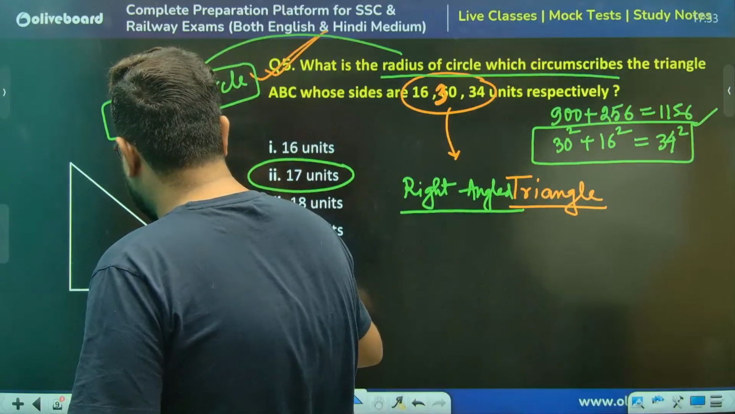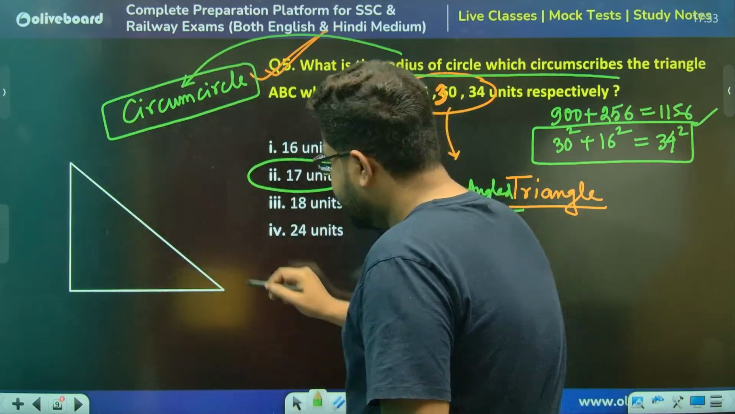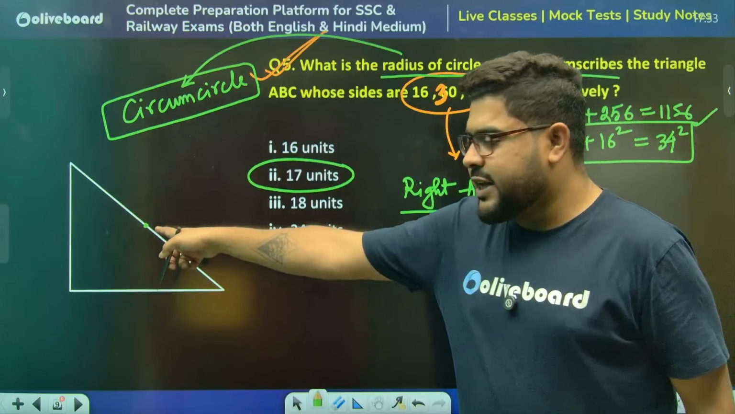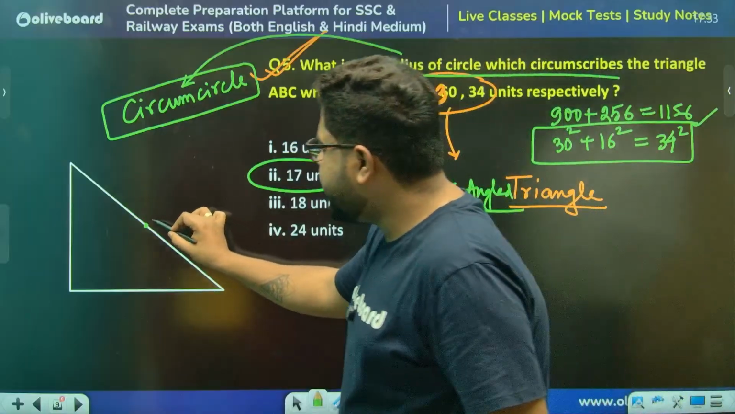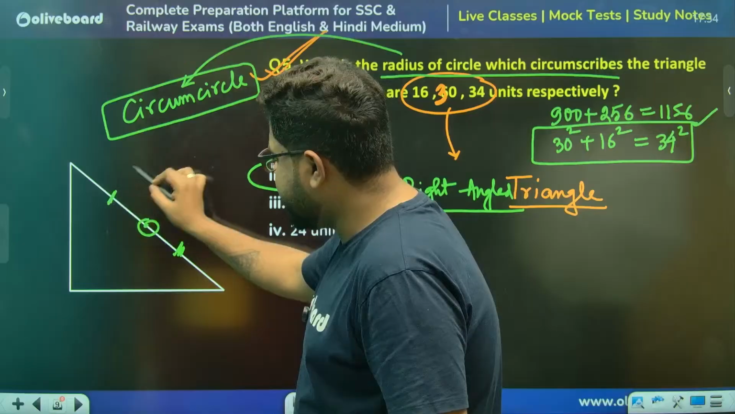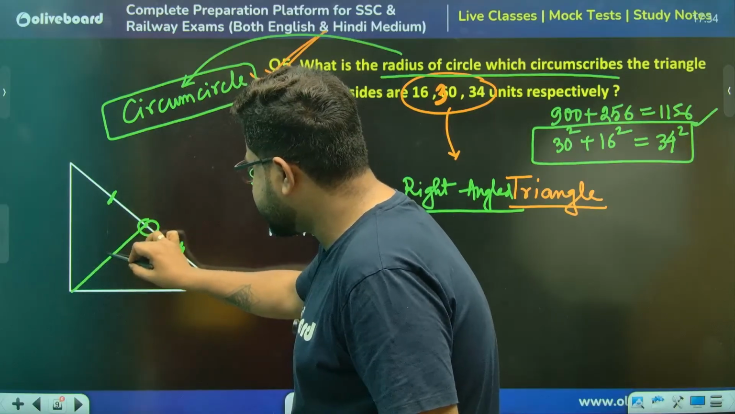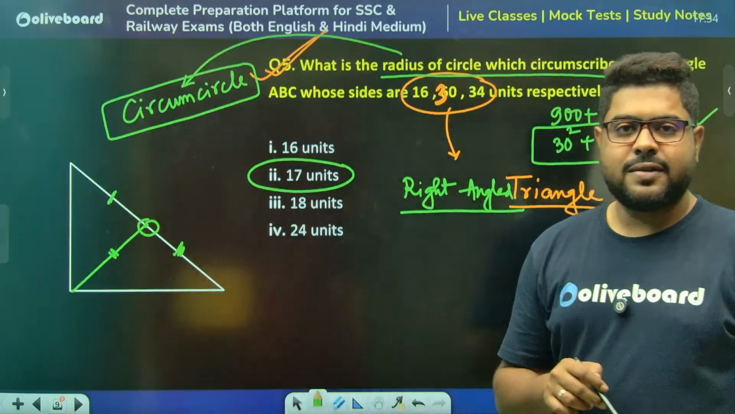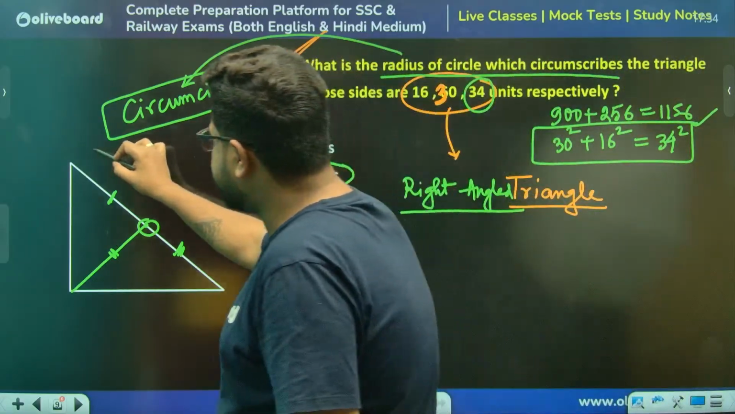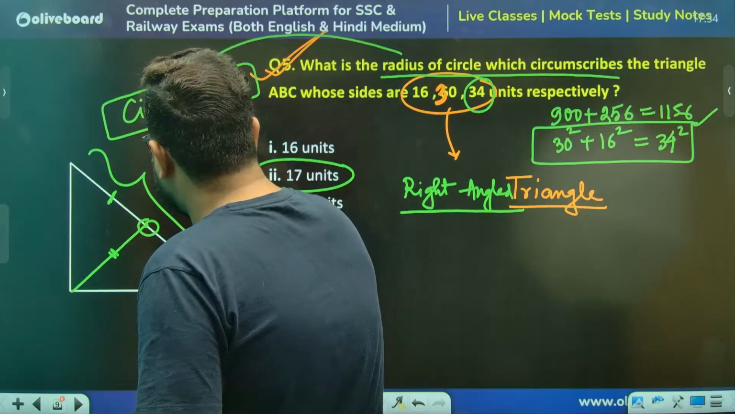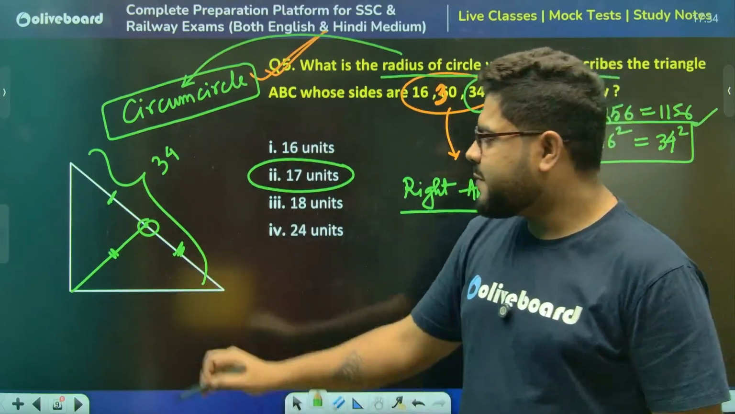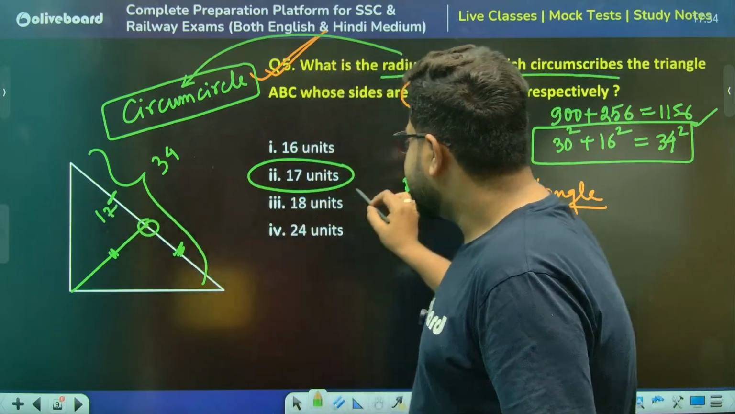Okay, sir, if you draw something like this, the midpoint of this particular hypotenuse is your circumcenter, sir. And this is a radius, and this is also a radius. All three are equal. Now, this total is 34, sir. This is your hypotenuse, 34. So the circumradius will be half of that. That means 17, sir.